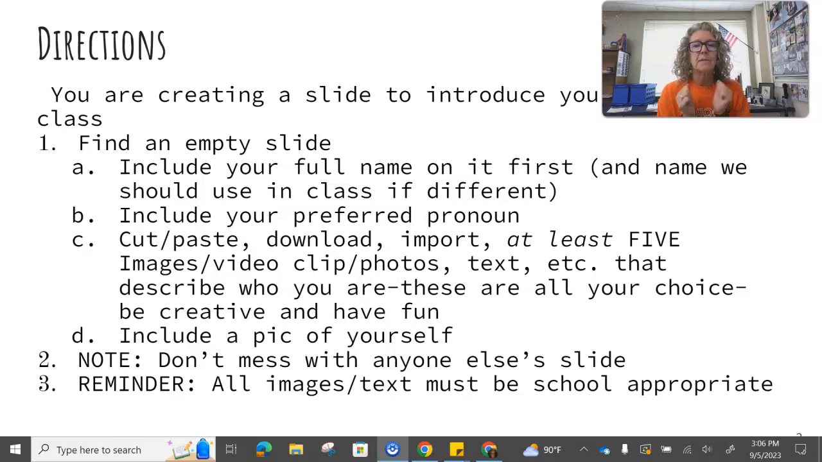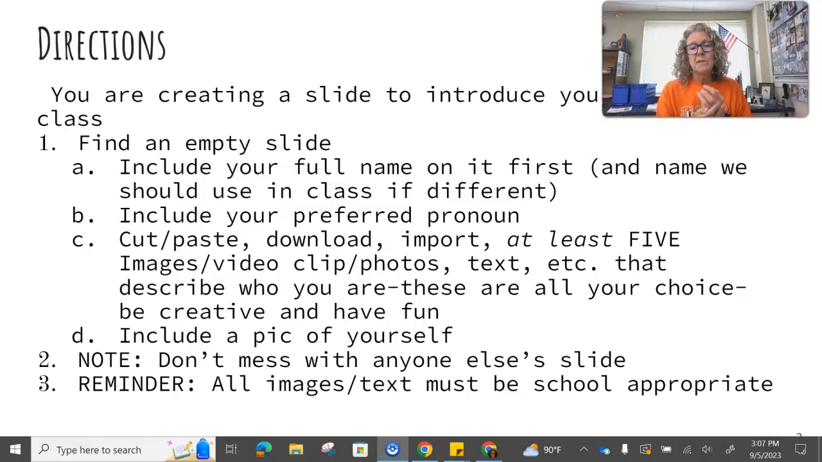Then cut, paste, download, import, whatever, however you can access 5 images, pictures, video, whatever variety. And you can do more than that, but 5 images or things that describe who you are, these are your choice. So be creative with this and have fun. How would you want to be represented? What do you want us as a class to know about you?